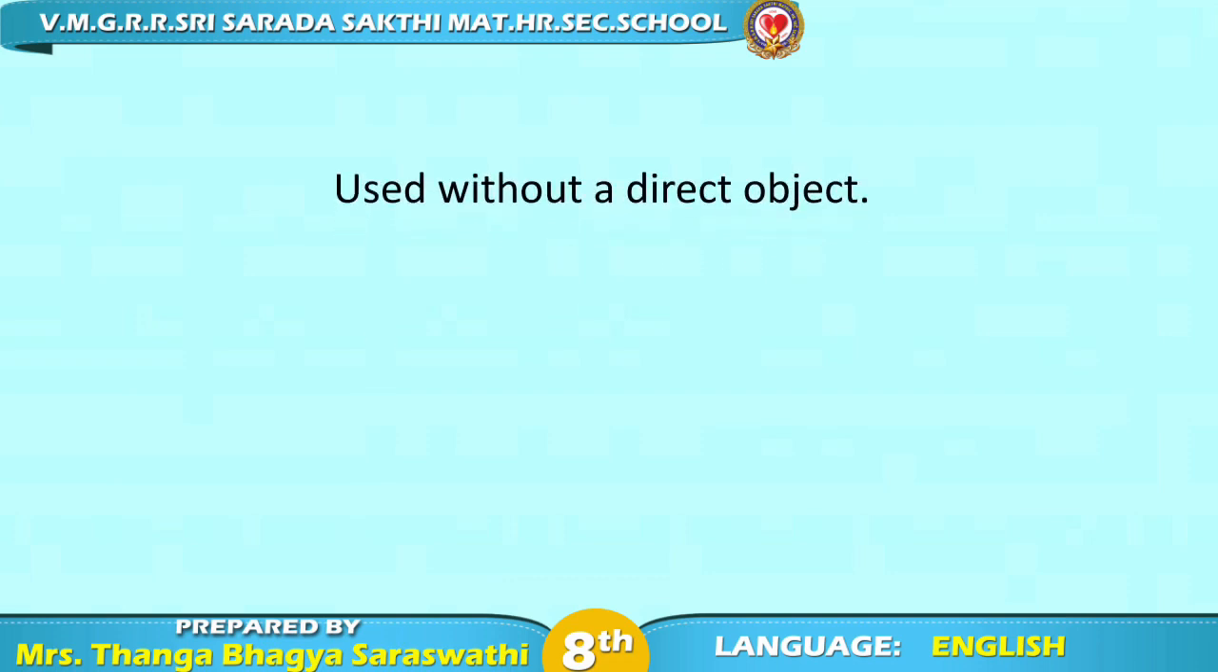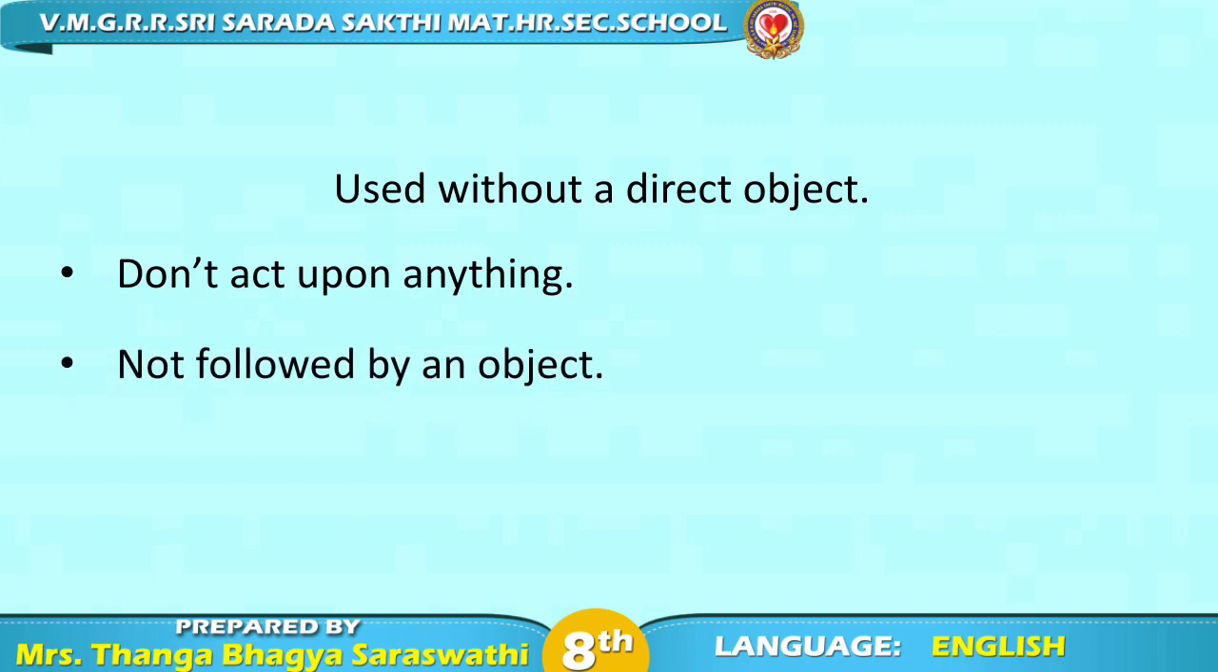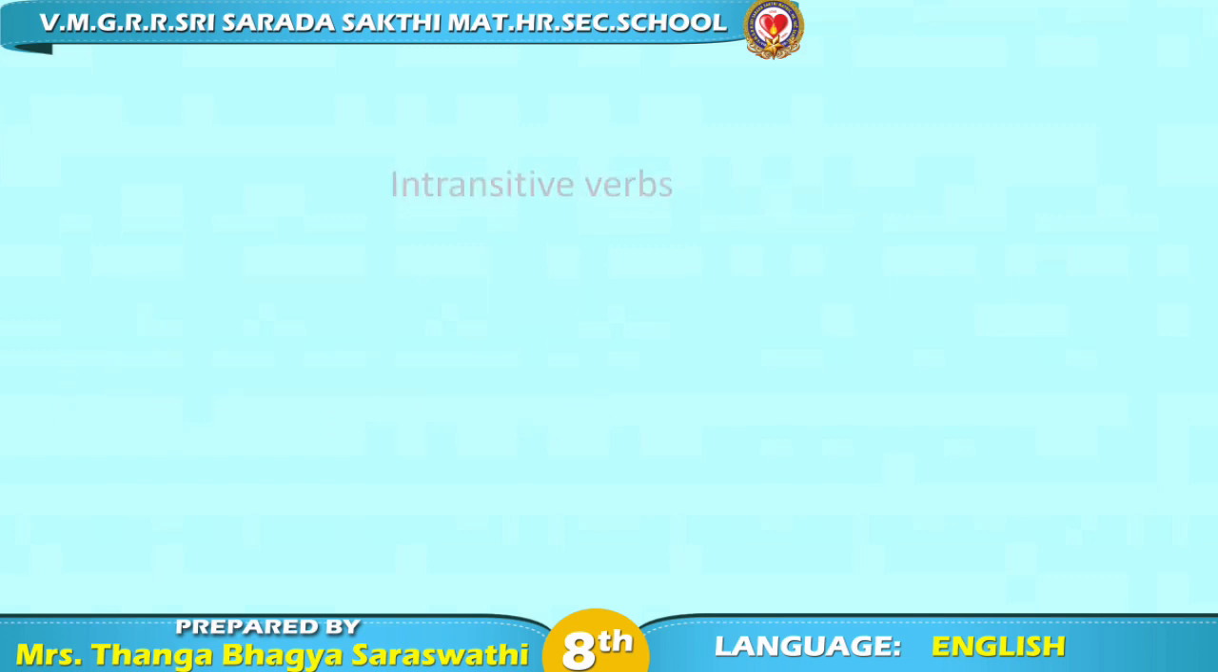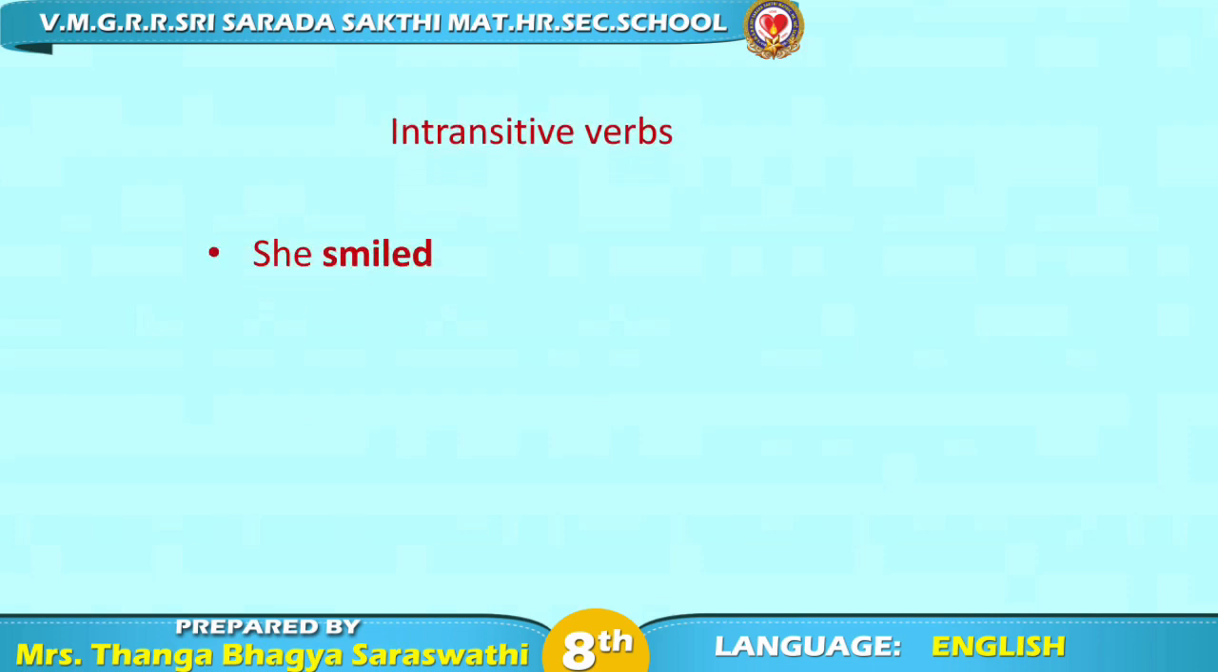Next one is intransitive verbs. Intransitive verbs are used without a direct object. They don't act upon anything. They don't contain any object and are not followed by an object. It is called an intransitive verb. She smiled. Is there any object in this sentence? No. She is the subject, smiled is the verb and this sentence doesn't contain any object. So it is called an intransitive verb.